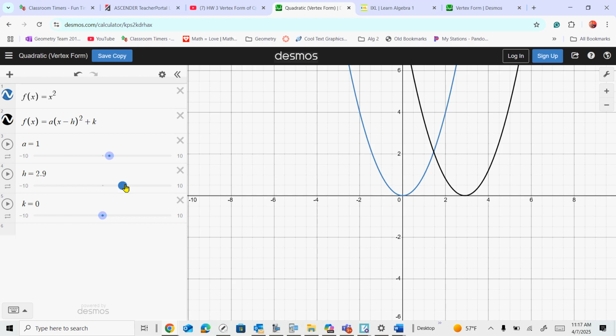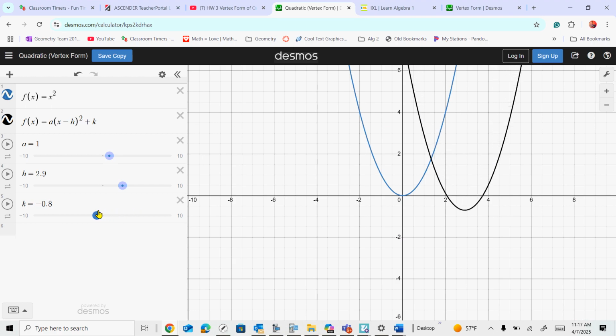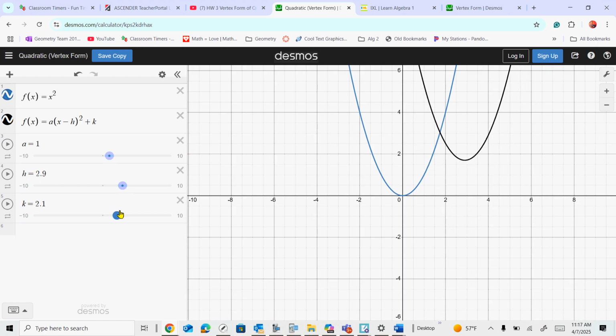Okay, now, the K. The K makes the graph go up or down. Are you seeing that? Okay, so if K is positive, it's going up. You see that? That's a +3, 4 right there. If I got a negative, let's say a -2, there it is right there. Okay, are we okay with K? All right, now, here's what I need you to look at.